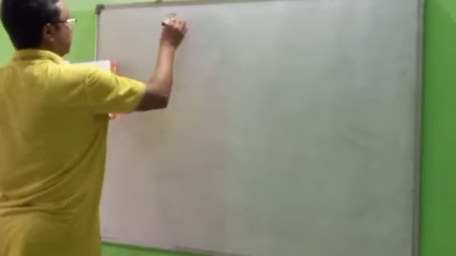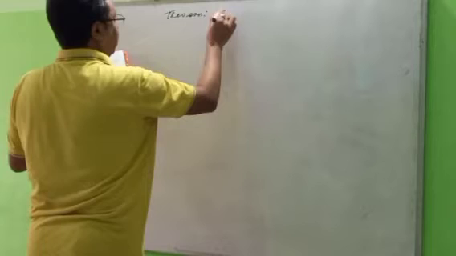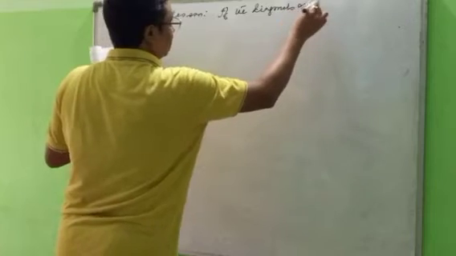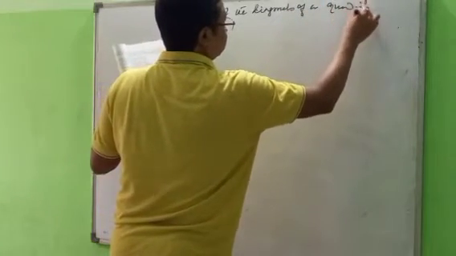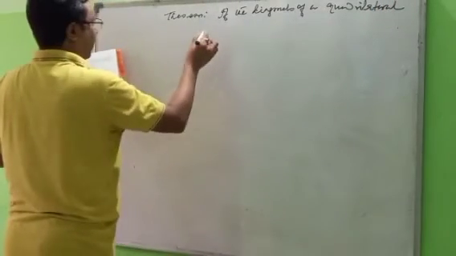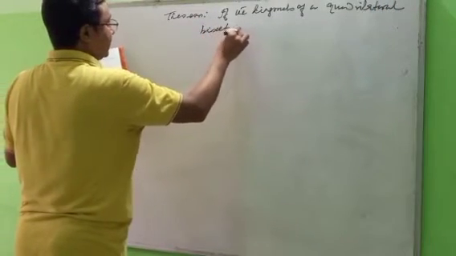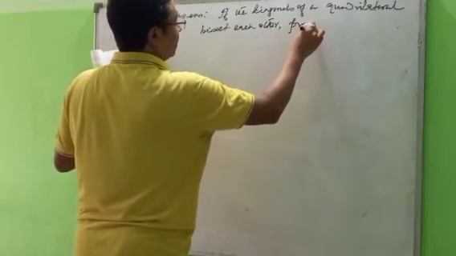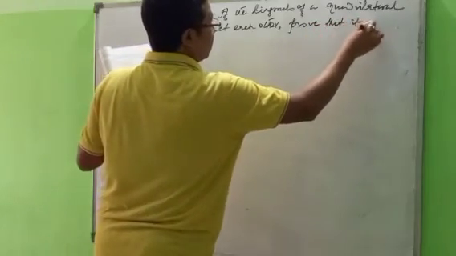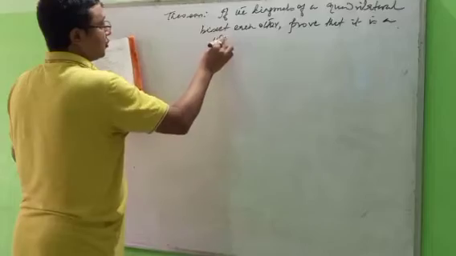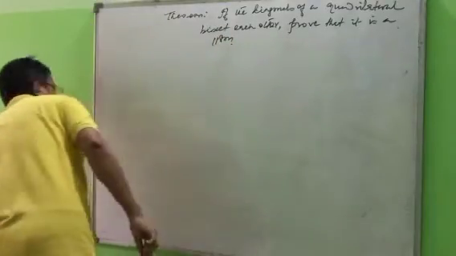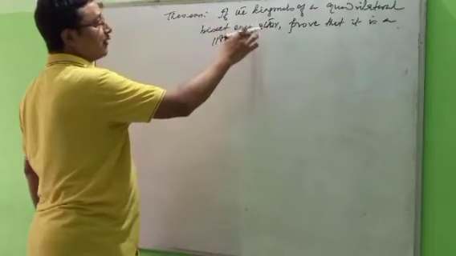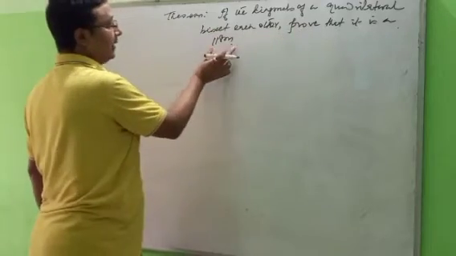Let us take one more theorem. If the diagonals of a quadrilateral bisect each other, prove that it is a parallelogram. So in short, parallelogram. So this is the third one. If the diagonals of a quadrilateral bisect each other. Now if the two diagonals bisect, then it will also be called a parallelogram.